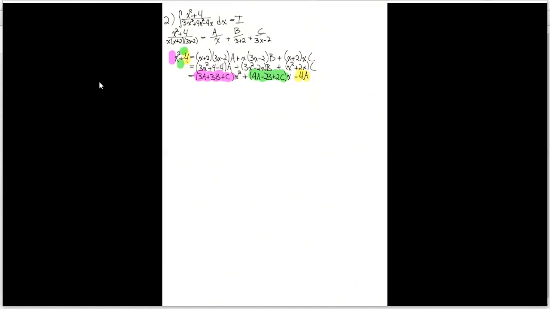Okay, so writing it out, we have 1 equal to 3a plus 3b plus c. And our next one is 0 equals 4a minus 2b plus 2c. And then the last one, luckily for us, is pretty easy. 4 equals -4a. So right off the bat, we can find out what a is. a is just -1.